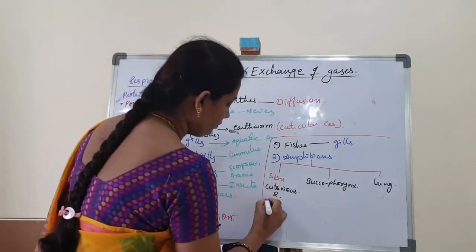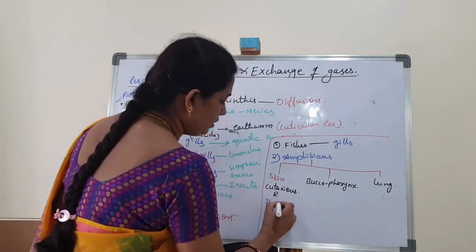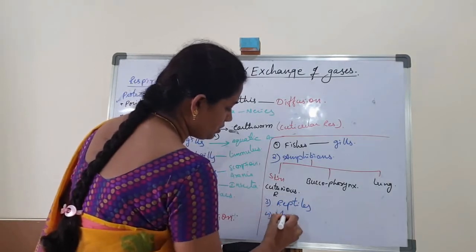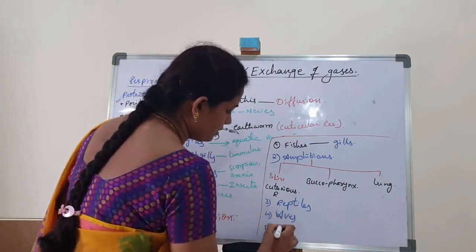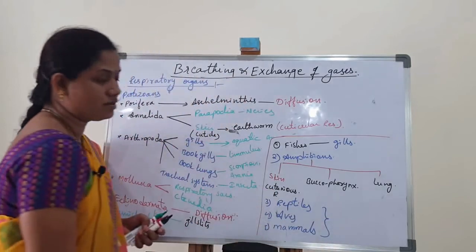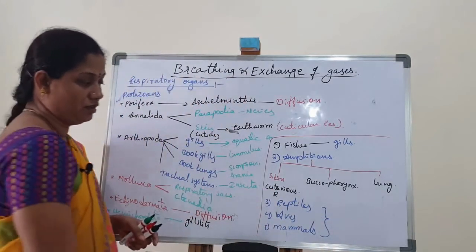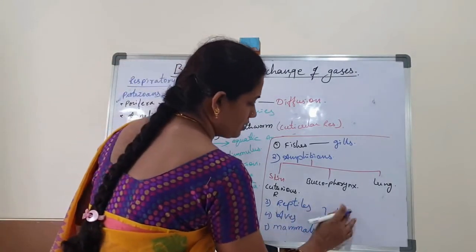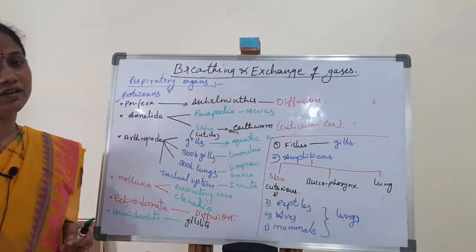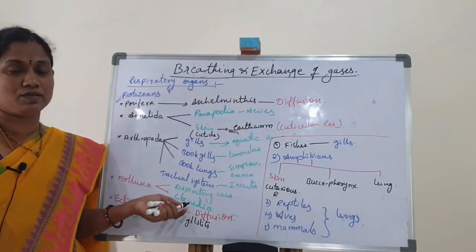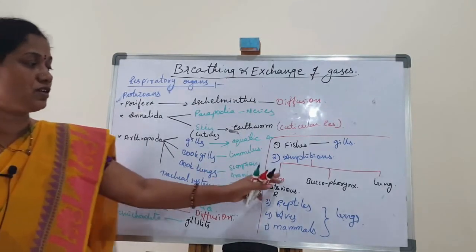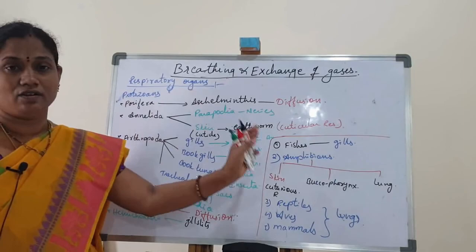Next, after amphibians, reptiles, then aves and mammals. In these organisms, lungs are present. These are completely terrestrial organisms, so they respire with lungs. That respiration is called pulmonary respiration. So these are the different types of respiratory organs in different organisms.